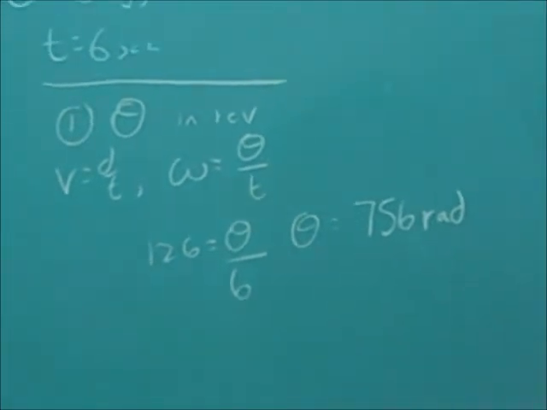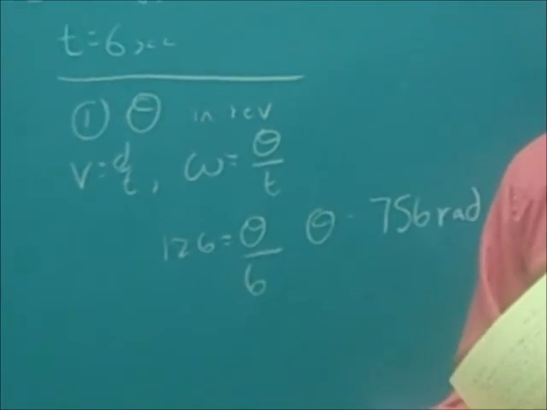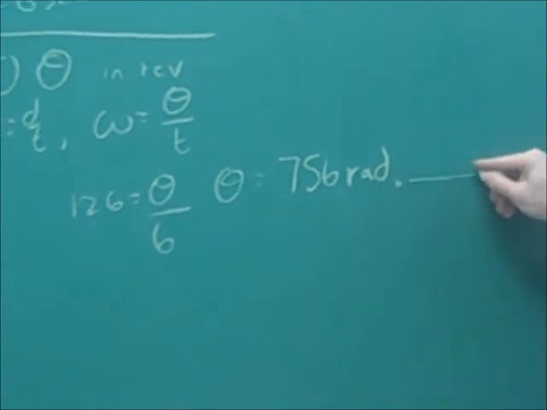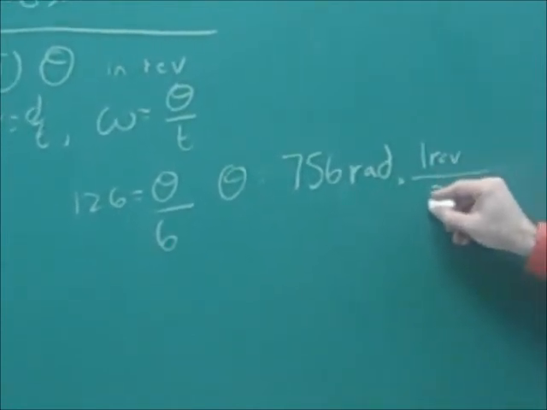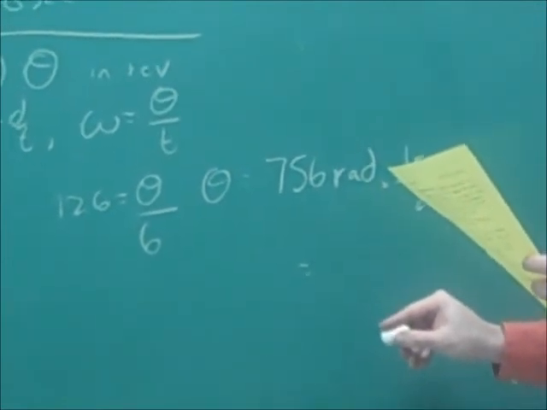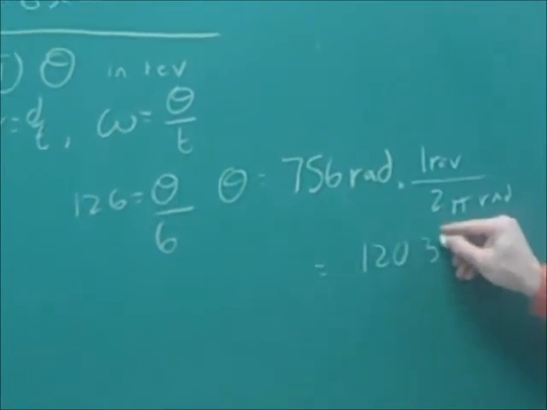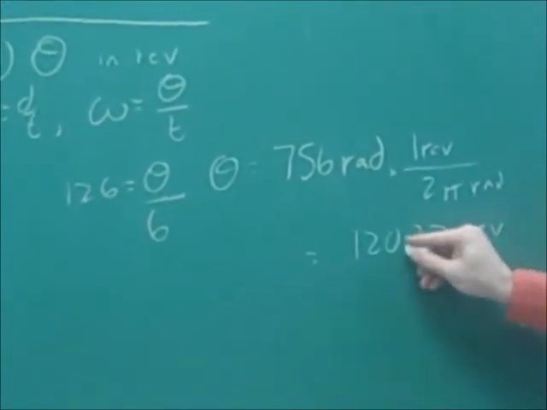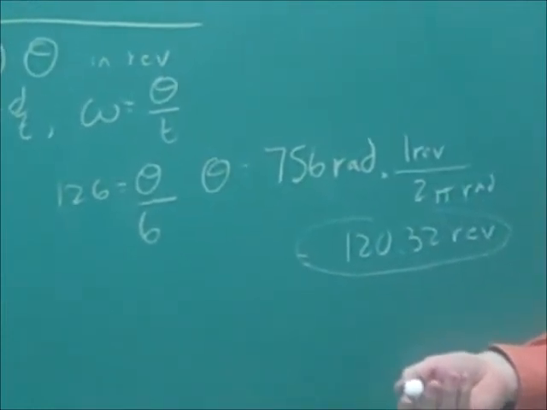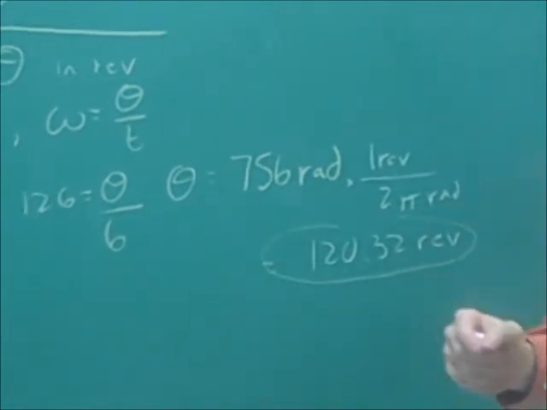Cool. I'm now going to find how many revolutions it is. And I'm going to do some cool little logic, which I want you to follow. Well, 1 revolution is 2 pi radians. So this ends up with 120.32 revolutions. It's not my answer, but I'm circling it. How many revolutions? Well, that's a harder question. Let me try that again.